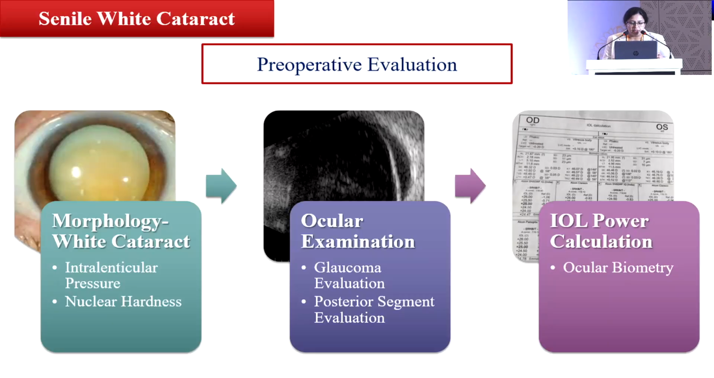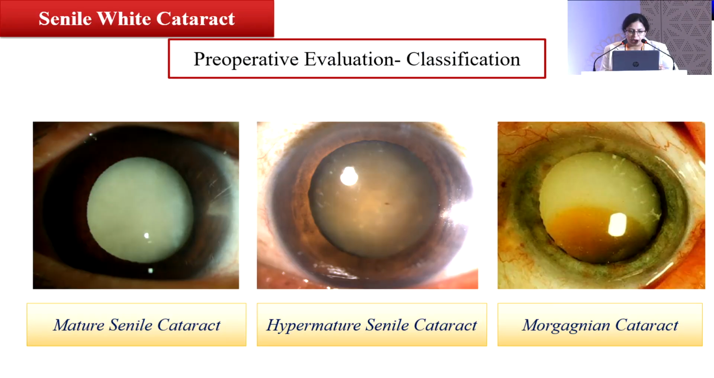So preoperative evaluation is focused on evaluating the morphology of white cataract. Essentially, the intralenticular pressure, if raised, should be assessed preoperatively to help you plan better. Then the nuclear hardness, because despite all the advances in phacoemulsification, for some you may still need an intracapsular extraction. Ocular examination, rule out any raised intraocular pressure, and posterior segment evaluation because you will not be able to see the fundus. IOL power calculation and accurate biometry.